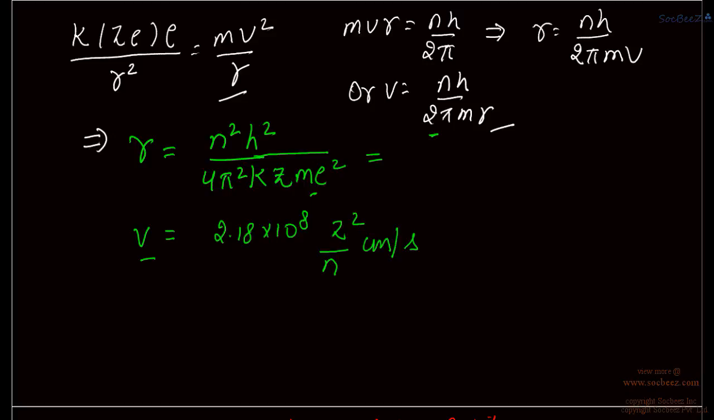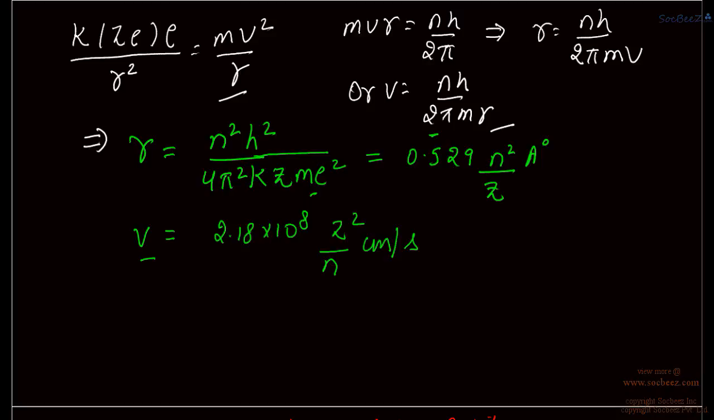And the value of r came out to be 0.529 into n square angstrom. Okay, so in any orbit with principal quantum number n, the radius came out to be 0.529 into n square angstrom. Or if the species is not hydrogen but hydrogen-like, then we have to divide it by the atomic number of that species. So the value of r came out to be 0.529 n square by z angstrom.